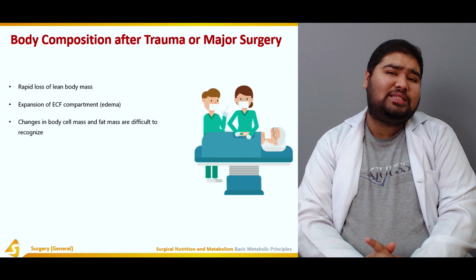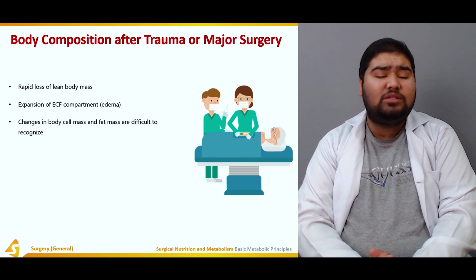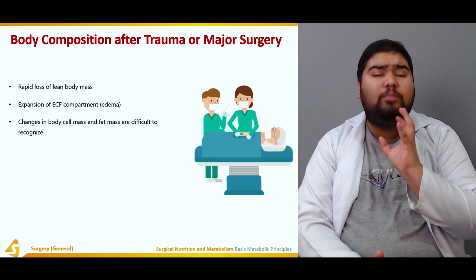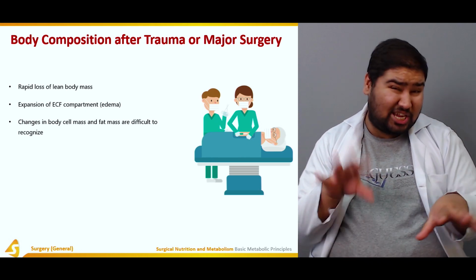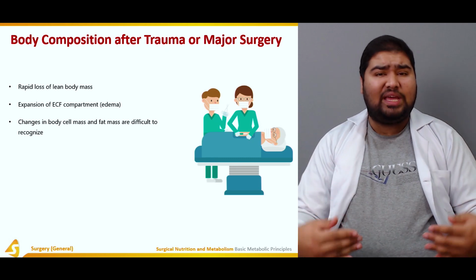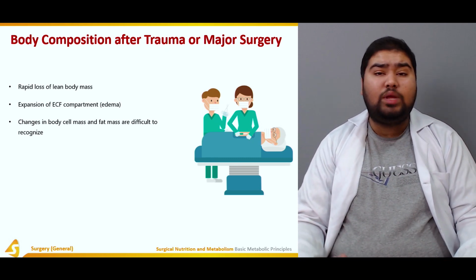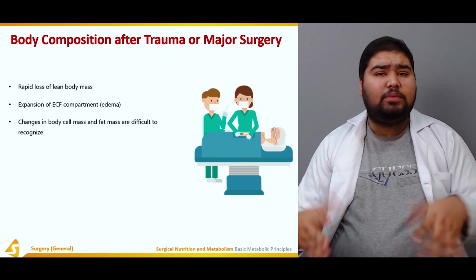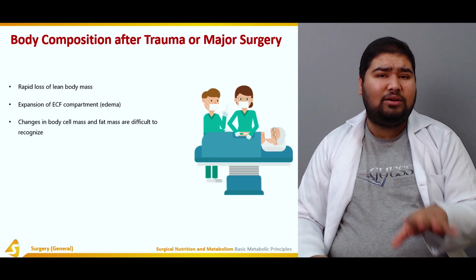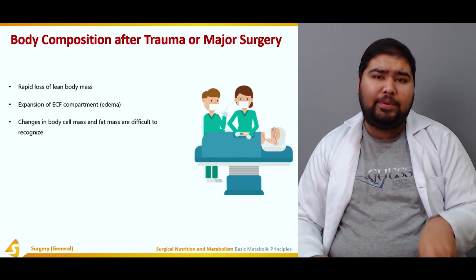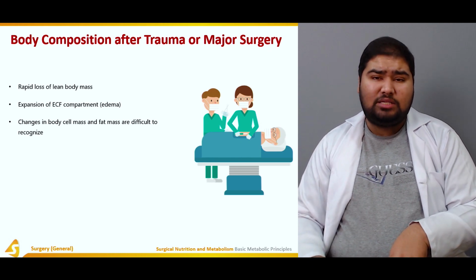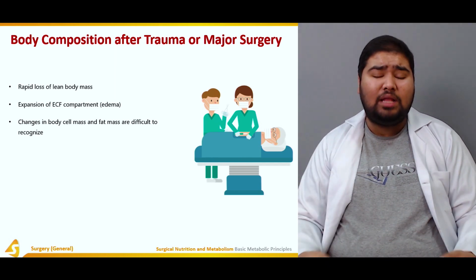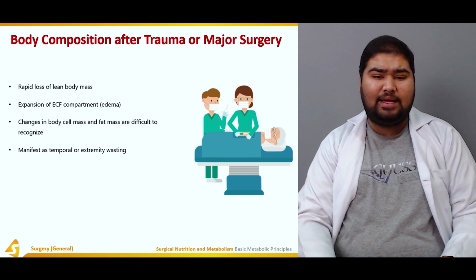Now, there are changes in the cell masses and fat masses. These changes in the cell masses and the fat masses are difficult to recognize. We don't have a marker or a procedure to recognize these changes. The changes are actually taking place. We know they are happening because there are biochemical shifts in the body, but you cannot actually recognize these changes happening in the human body. That is because these changes are happening very rapidly, and you cannot measure or categorize them.